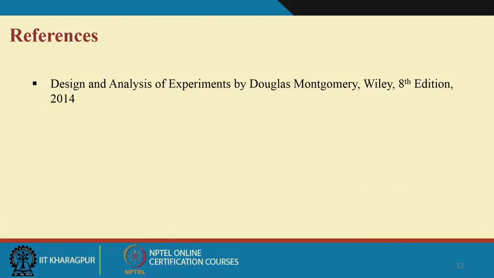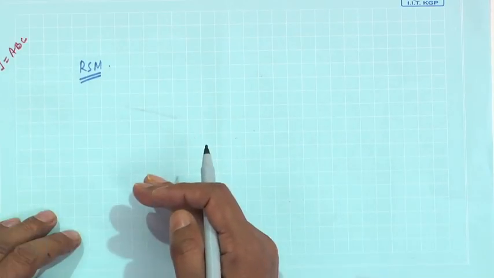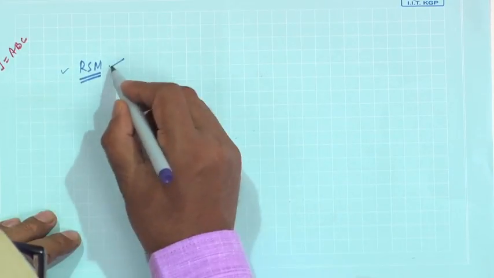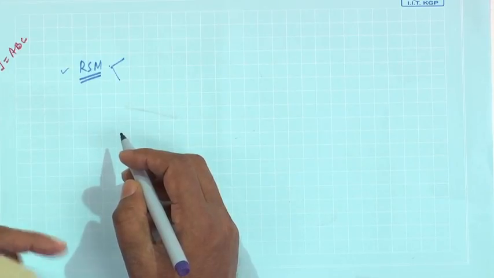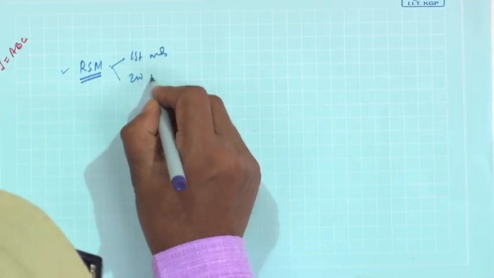So, ultimately we have basically presented here some portion of chapter 11 of Design and Analysis of Experiments by Montgomery, and in a nutshell what we have discussed so far. We say that response surface methodology is very useful, and it is heavily used to find out the optimum zone of operation. Here response surface methodology actually relies on regression. There will be first order regression, there will be second order regression.